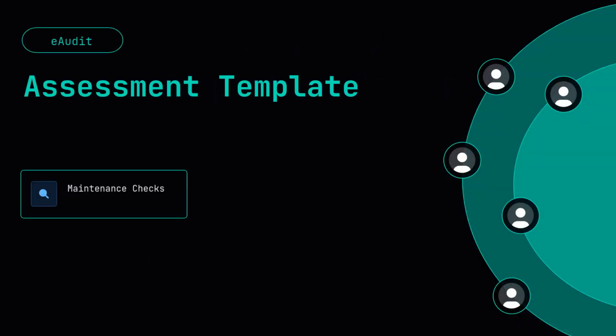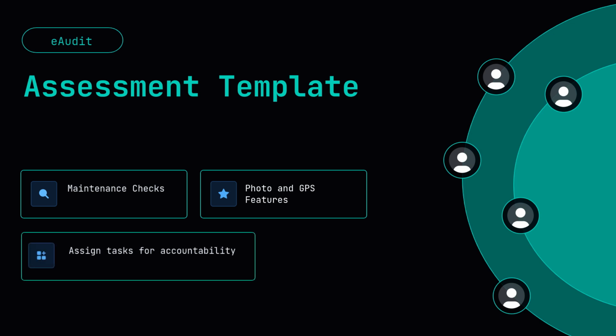Begin with loading the assessment template in eAuditor. Confirm sections for maintenance and safety checks. Enable features like photo attachments and GPS tagging. Assign tasks to relevant personnel for accountability. Conduct equipment and facility inspections meticulously.